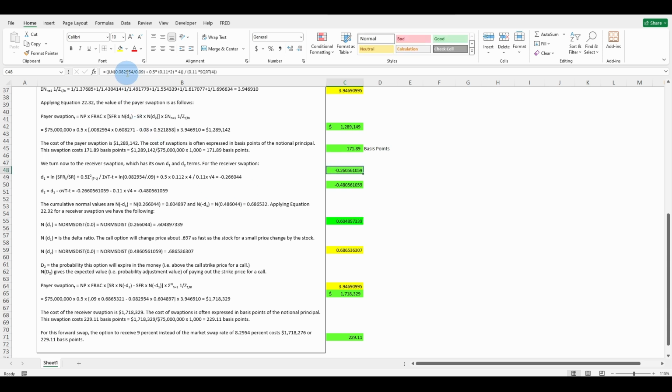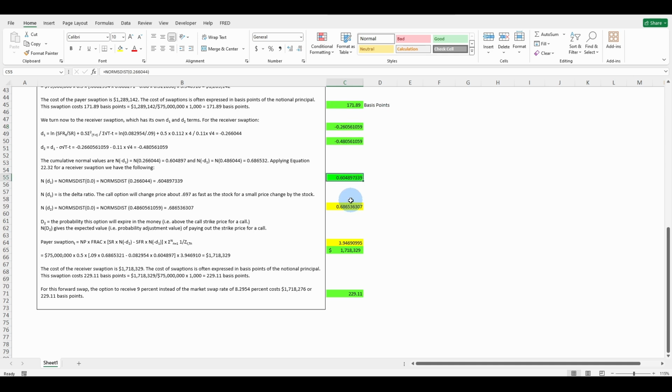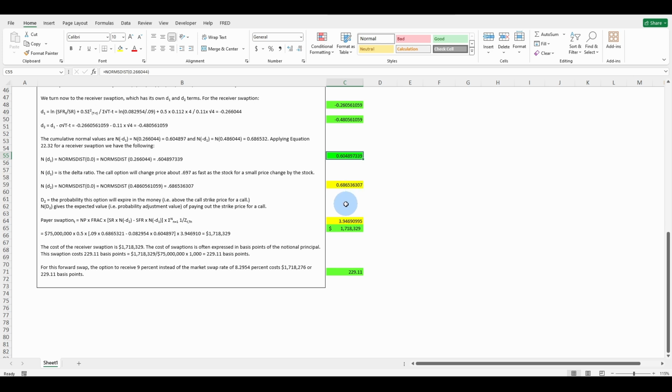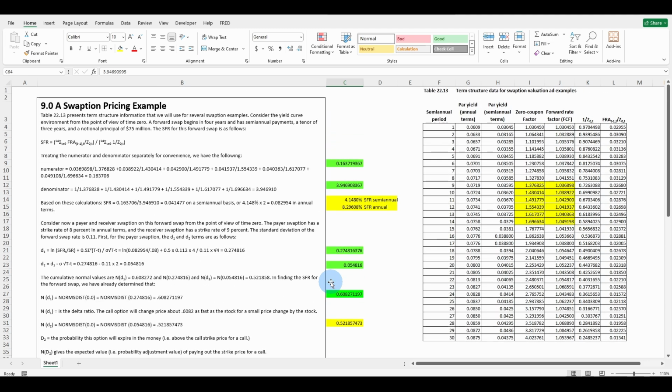Here, we're using this 0.082954 divided by 0.09, and we just follow the same steps. We're just changing the numbers around a little bit because now it's the receiver swaption. We're going to find d1 and d2, then use the normal distribution to find the remaining information. And here, you're going to see the cost of the receiver swaption is 1.71 million, or 229 basis points. That's a receiver swaption. They're not cheap.